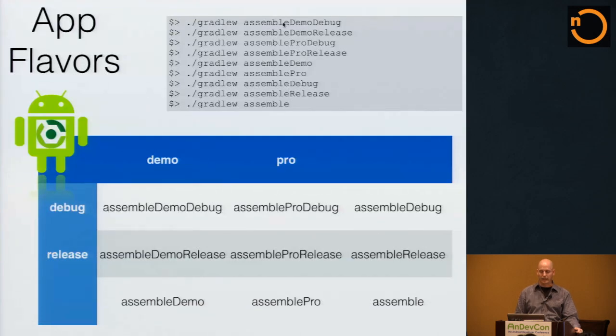If we just want to get an APK for the debug demo version, all we've got to do is run the Gradle command assemble demo debug. So we'll get that particular one. But if instead we want the demo release version, we can build that. And then this goes all the way down to just assemble, where we'll build all four versions. So it's got that permutation going where you have the flavor permutation and then the debug or release thing. And you can just fool with the assemble target there to get what you want.